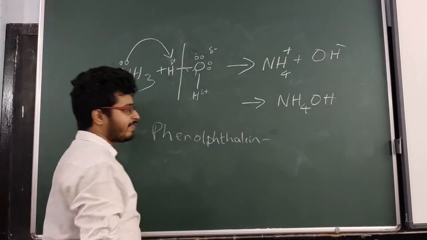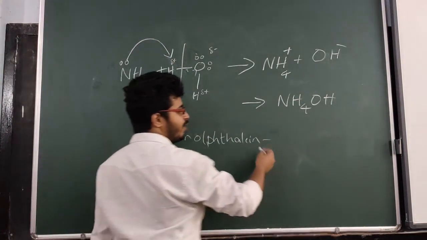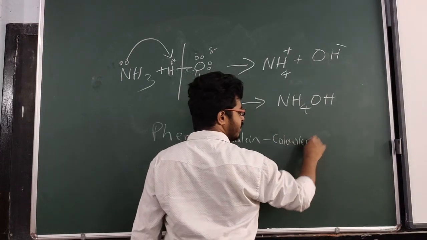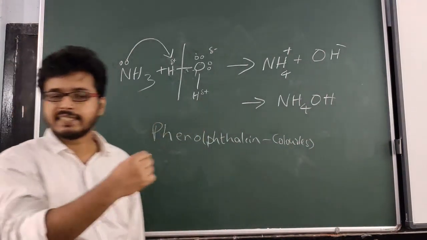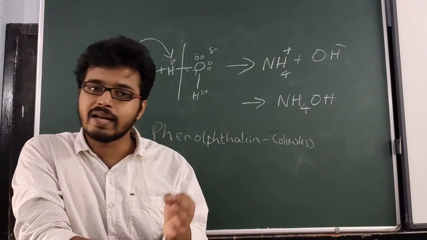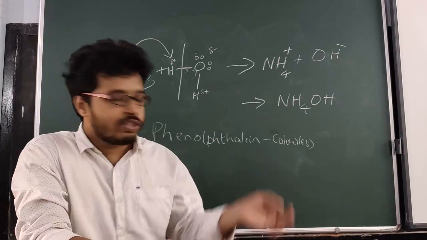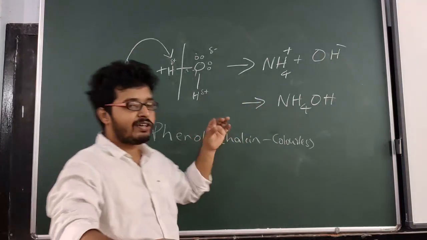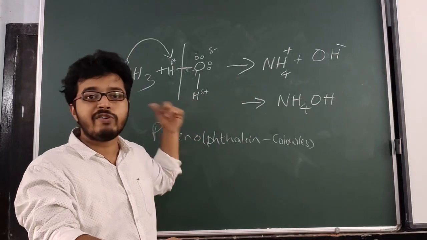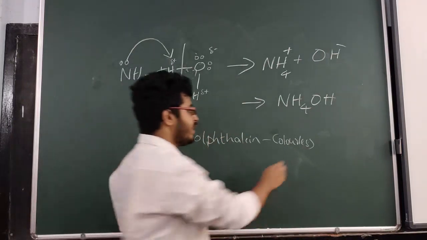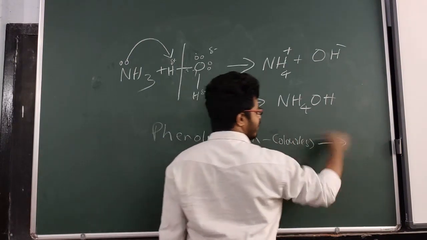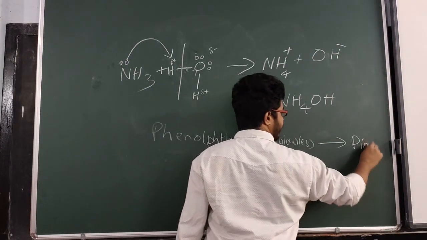Okay, in case of phenolphthalein, the color change will be from colorless. Phenolphthalein is colorless under two conditions, under neutral condition as well as under acidic condition. So what will be the color in ammonia? Ammonia is a base, so in the basic condition, the color will change from colorless to pink.